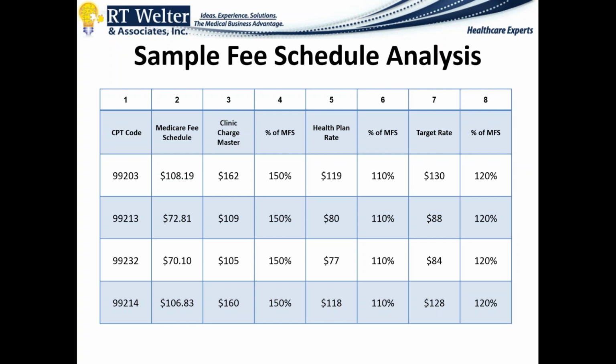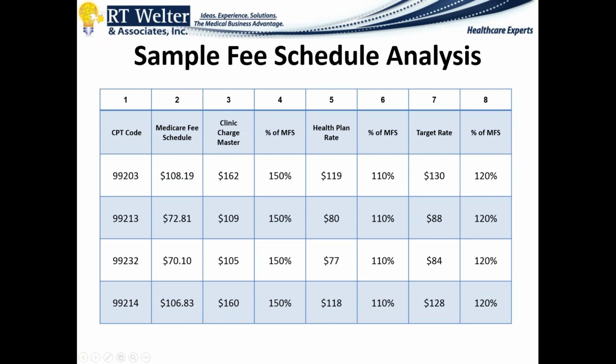So the less competition there is, the more leverage you have to ask for more. The more competition there is, again, based on the area that you're in, the lower the rate you will be able to negotiate. 110%, 120% of Medicare is very common and very realistic from a financial standpoint for developing your fee schedule. So supply and demand.